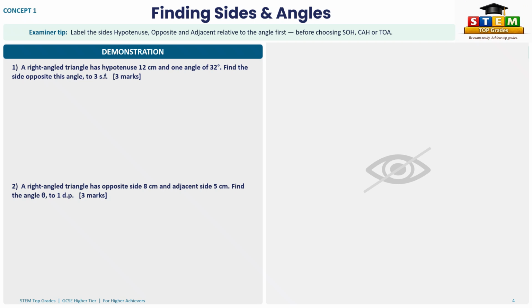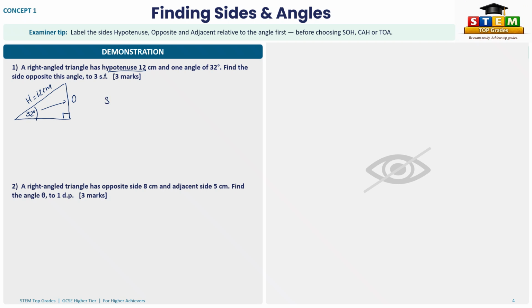Now, we need to start drawing the triangle before labeling anything. So we are going to draw our right-angled triangle like so. Here's our 90 degrees angle, and we have the hypotenuse, which is 12 centimeters, and one of the angles is 32 degrees, so we'll choose this place to be our 32-degree angle, and the side facing this is going to be our opposite. Now it says find the side opposite and give 3 significant figures.